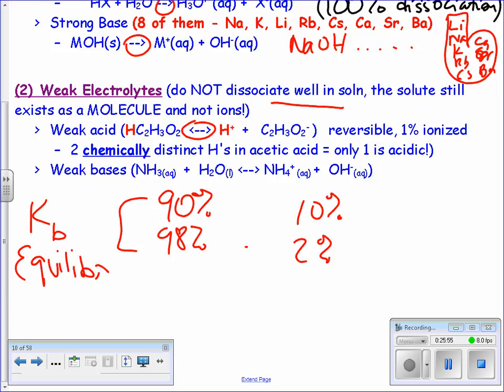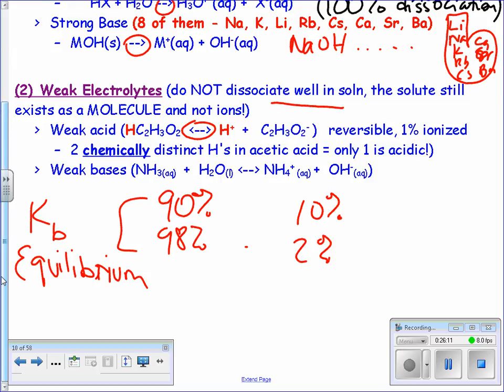Some of us are like, equilibrium, I hated that chapter. I hated that unit. But we're going to learn to love it. It's going to be our child. We're going to take care of it, even though we don't like it. Okay, it's a distraction, but we have to learn how to appreciate equilibrium.